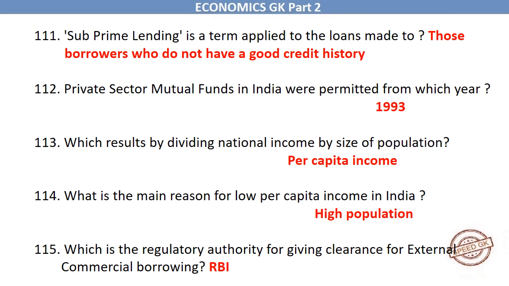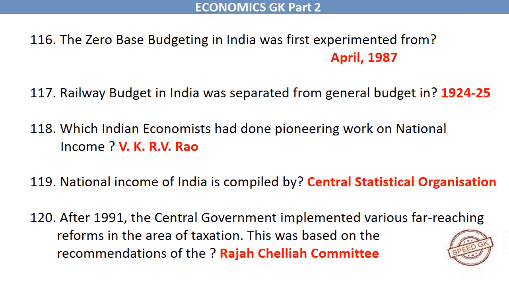Which is the regulatory authority for giving clearance for external commercial borrowing? RBI. The zero-base budgeting in India was first experimented from April 1987. Railway budget in India was separated from general budget in 1924-25. Which Indian economist had done pioneering work on national income? V.K.R.V. Rao. National income of India is compiled by Central Statistical Organization.